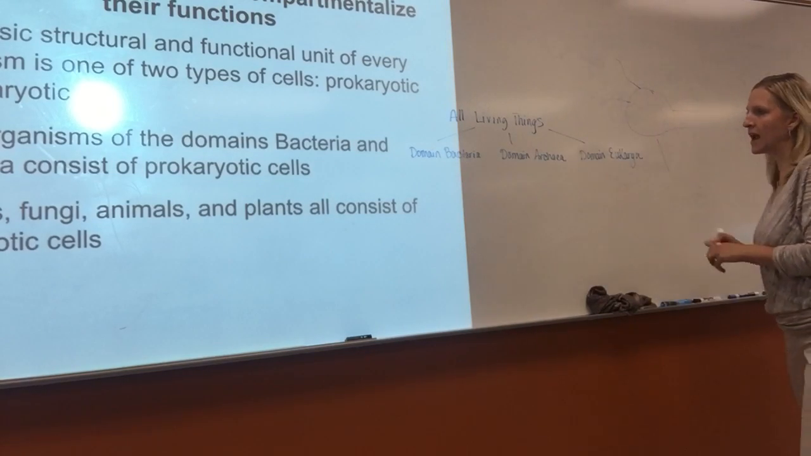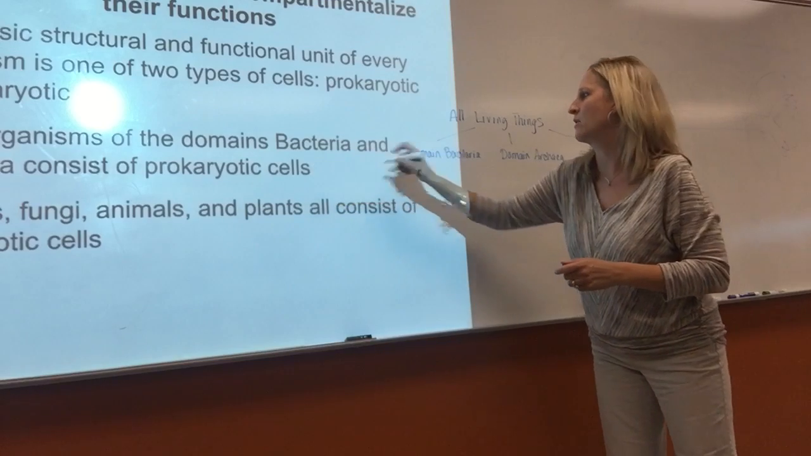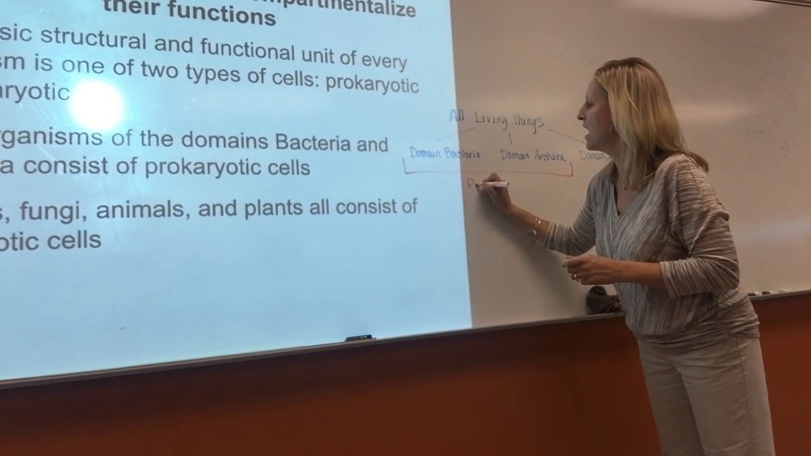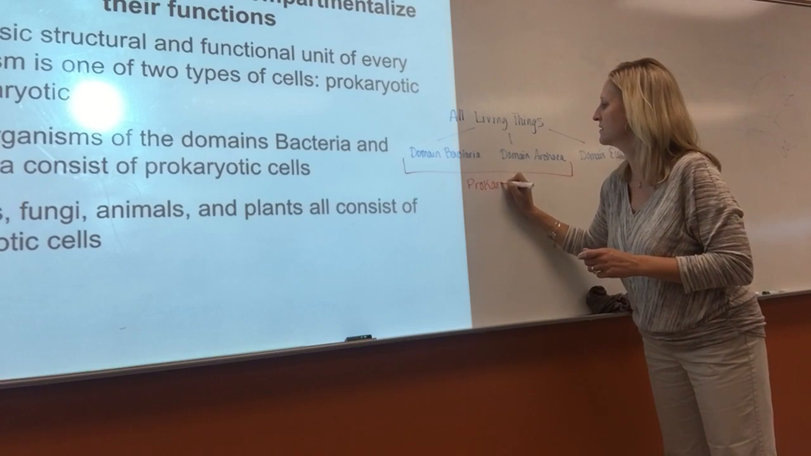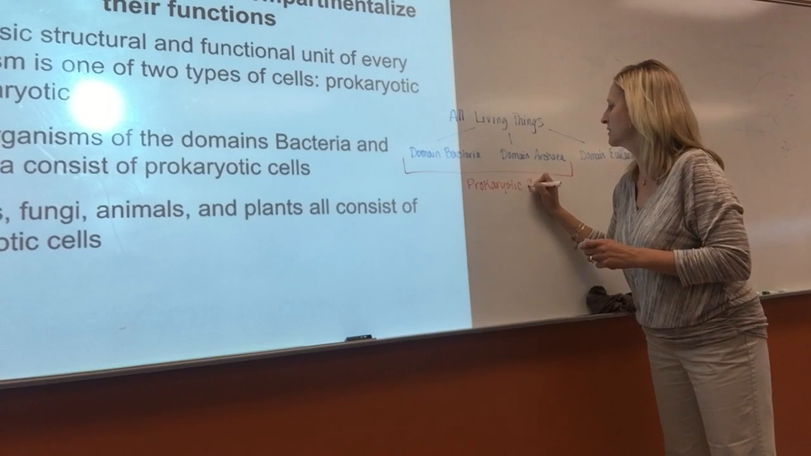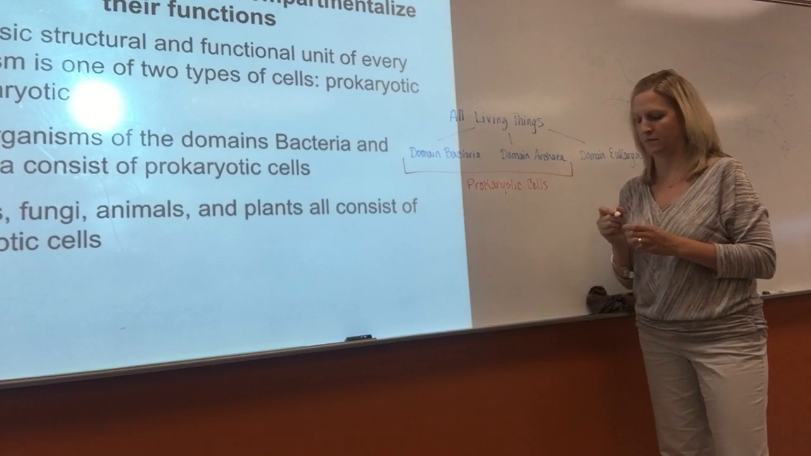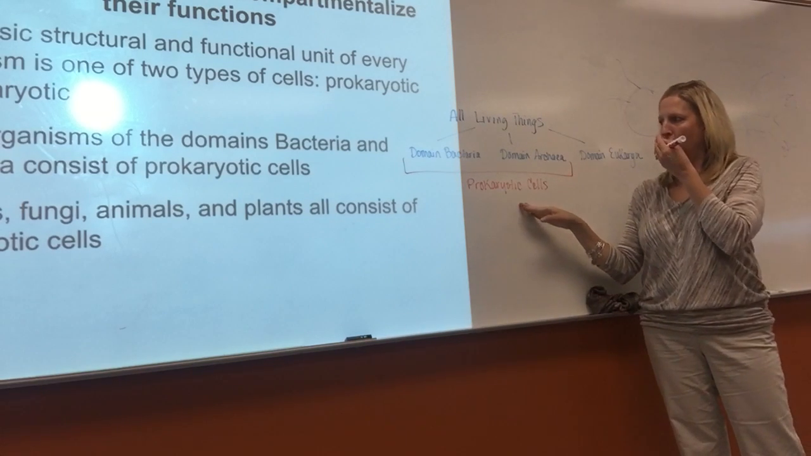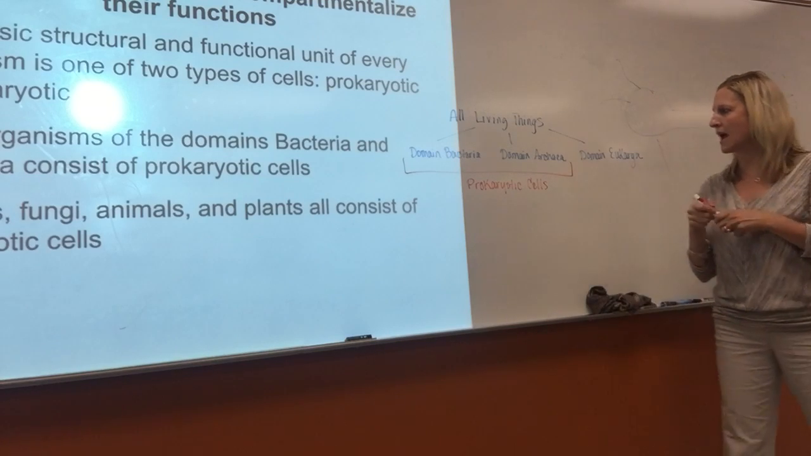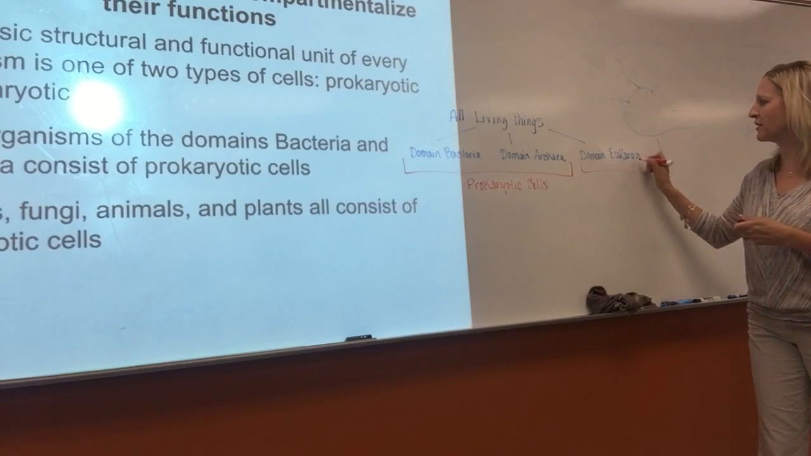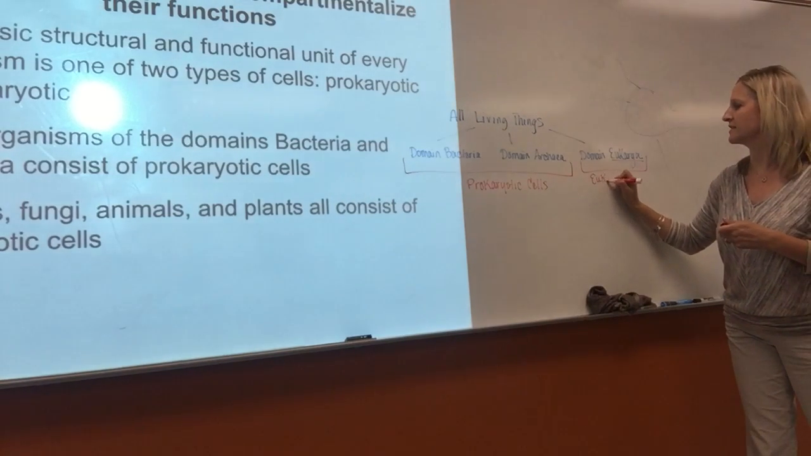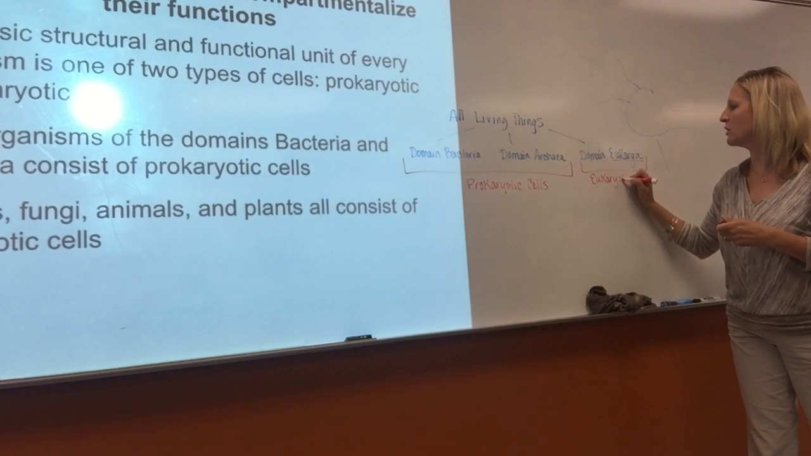So then these guys here, what this is saying, the organisms in the domain bacteria and the domain archaea are prokaryotic cells. And the domain eukarya, hence the name, you can assume, is eukaryotic cells. So we go in which category?